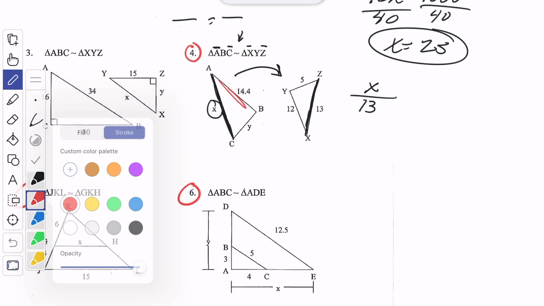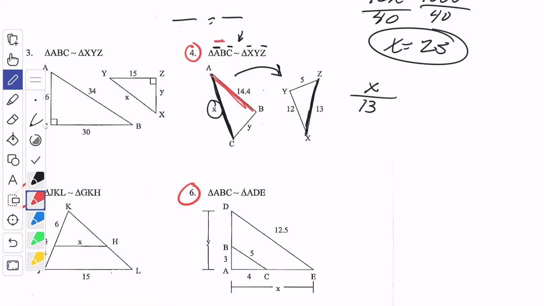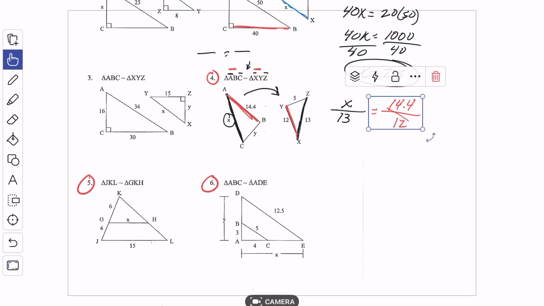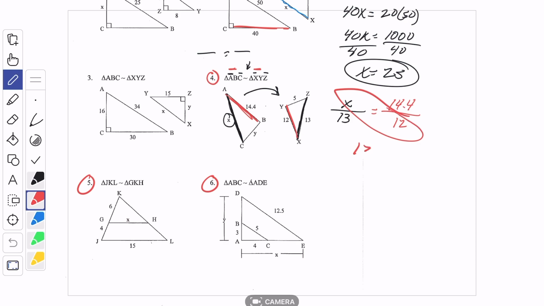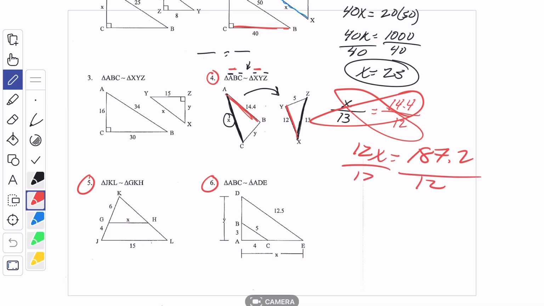So then from here, I need to see, well, which side does AB correspond with? Well, it's the first and second letter. So AB is 14.4, and it corresponds with XY. So XY is this here of 12. Once we set the ratios equal, we then cross multiply. So we get 12x is equal to, well, 14.4 times 13. And that will be 187.2. And then we need to divide each side by 12 to isolate that x. So x is then equal to 15.6.